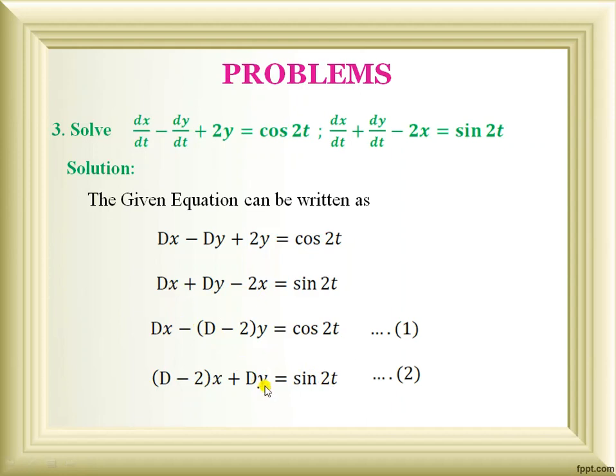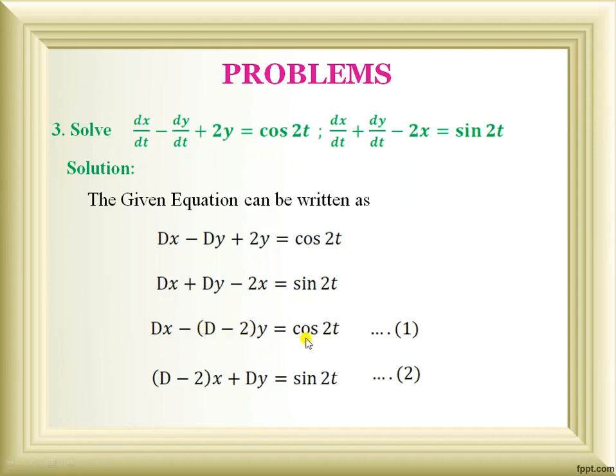Now I need to cancel out any one of the dependent variables. So here y has opposite signs, here minus, here positive. So therefore I am going to cancel y first. For that, in the second equation the y coefficient is d, and in the first equation the y coefficient is d minus 2.